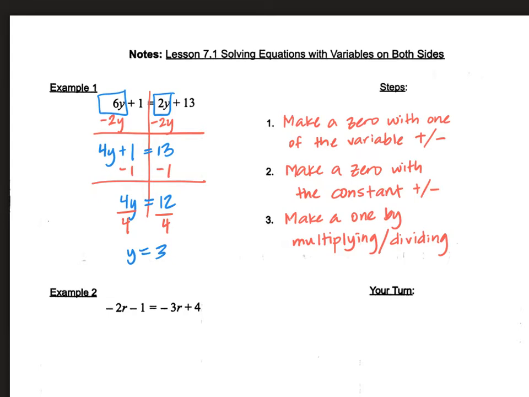I'm going to show you how we check our answer on the next example. So here I just want to focus on the steps to solving it.